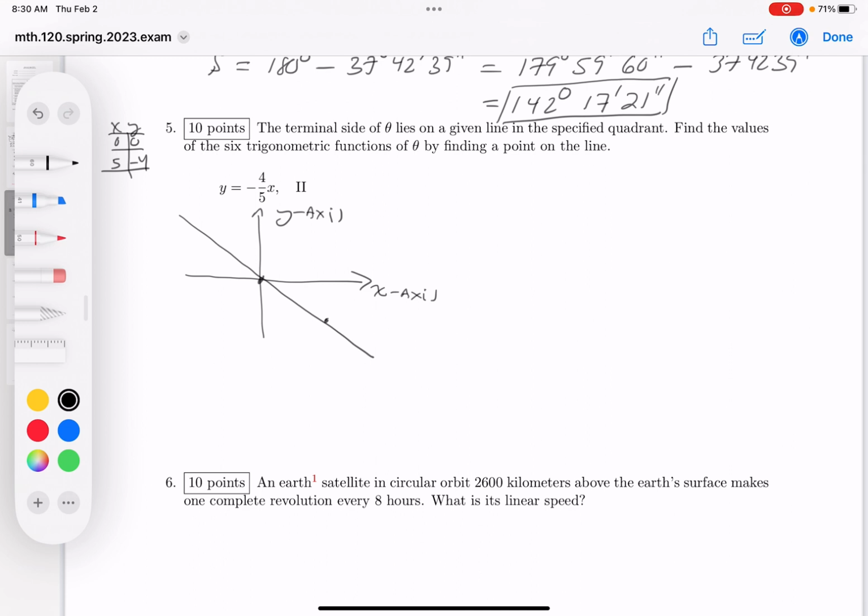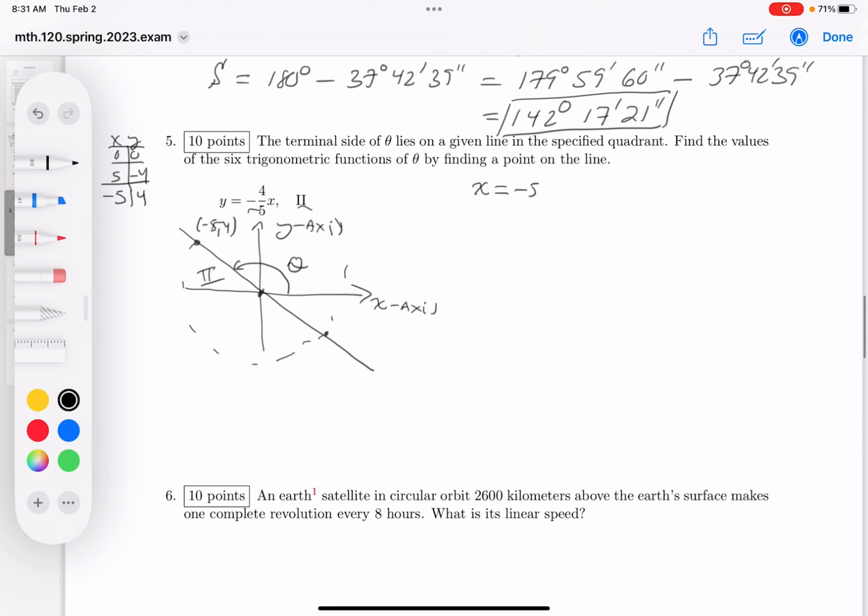What I want to talk about is that it says the terminal side of theta lies on this line and in a specified quadrant, and it's in the second quadrant. So the theta is here. I got to pick a point here. And what point would I pick? I probably would pick minus 5, 4. Let's write that down. Minus 5, 4. If you want to put the circle in, you can. It's not really adding much to the problem, but you could. So I'm going to write down what the x is. It's in the second quadrant. This is the second quadrant. The x is minus 5. The y is 4. And now I got to put the r down.